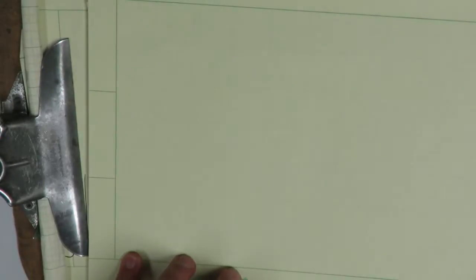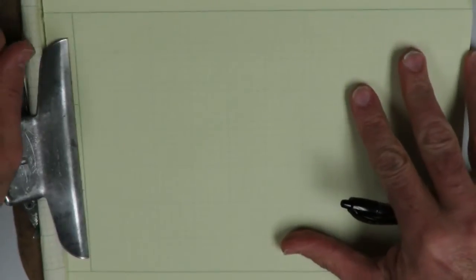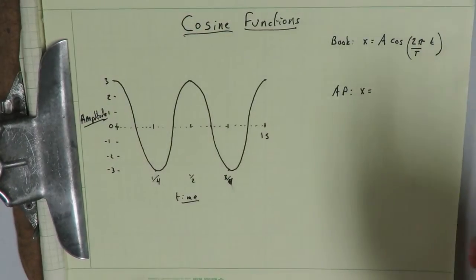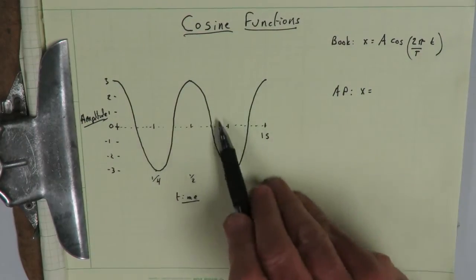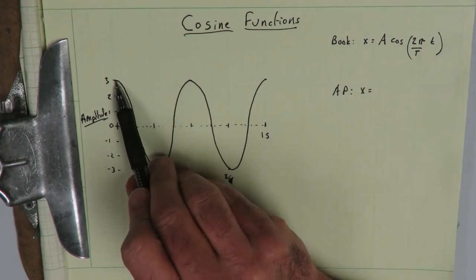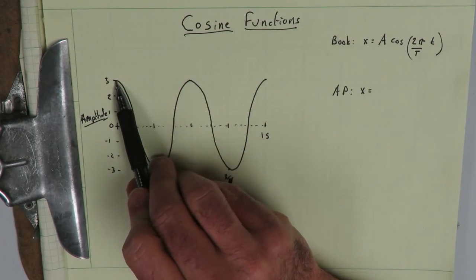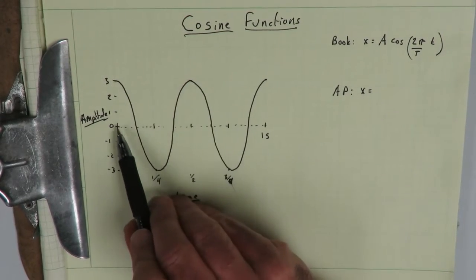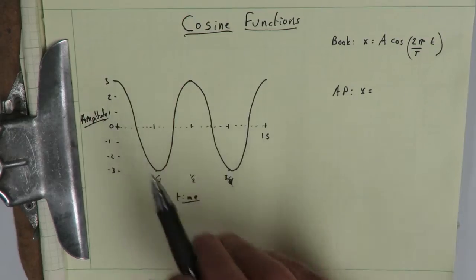variables mean. So now let's see how this looks on an actual graph. Okay, cosine functions again. So now we have a cosine function. We know this is a cosine function because it begins at max amplitude. Remember, the cosine of 0 degrees is 1.